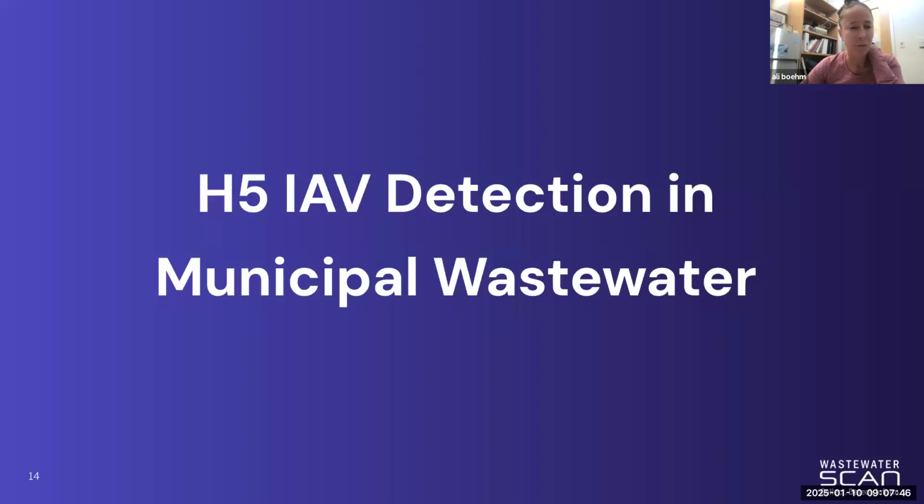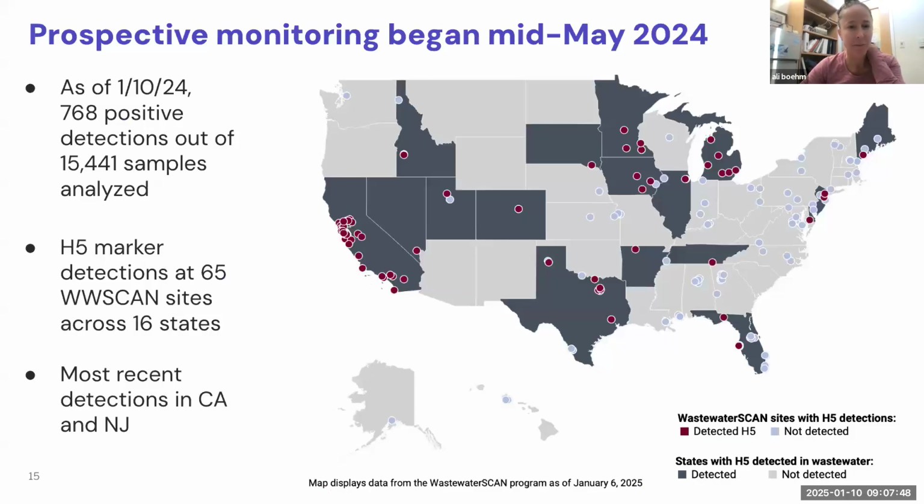So I have just a few more slides before I pass it to Marlene. I'm going to talk about the H5 detections across the country. We've been measuring H5 in wastewater solids since May 2024. And this plot shows spatially across the United States all of the states where we've detected the H5 marker. Any state that is dark gray has had at least one positive sample for the H5 marker.